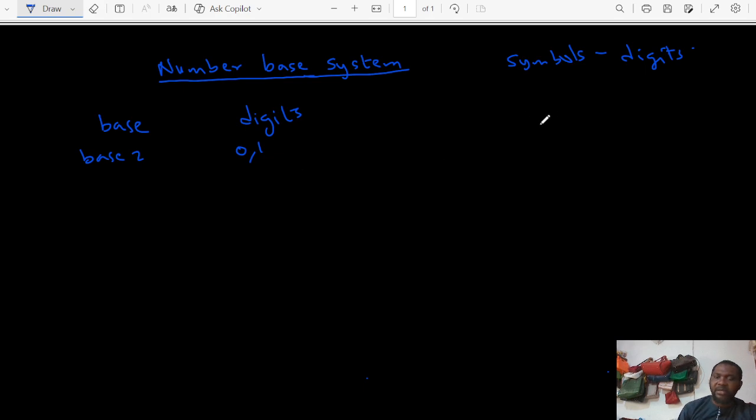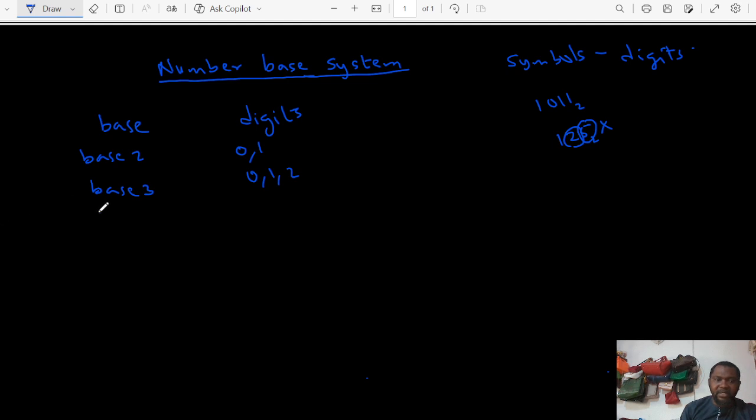digits. For example, I can have 1011 in base 2 like this. But I can never have 125 in base 2. This will be wrong because the digit 2 and the digit 5 do not exist in base 2. The same thing if I say base 3. In base 3, the only digits I have are 0, 1, 2.